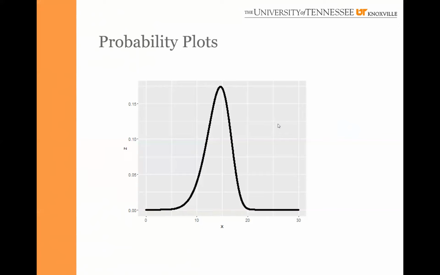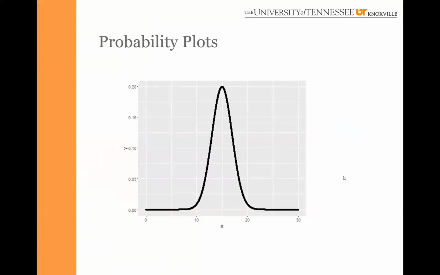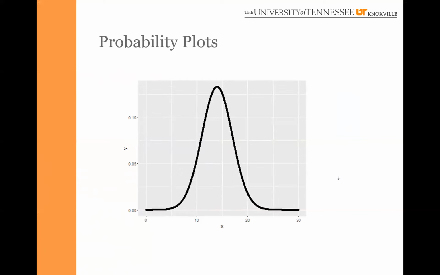It looks like normal. It's actually Weibull with shape 5 and scale 17. Okay, what about this one? This one is actually normal, mean 15 and standard deviation 2. And this one is also normal, mean 14 and standard deviation 3.